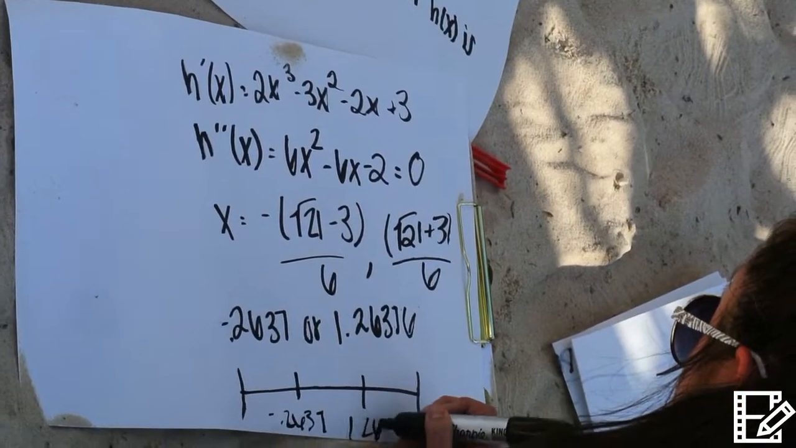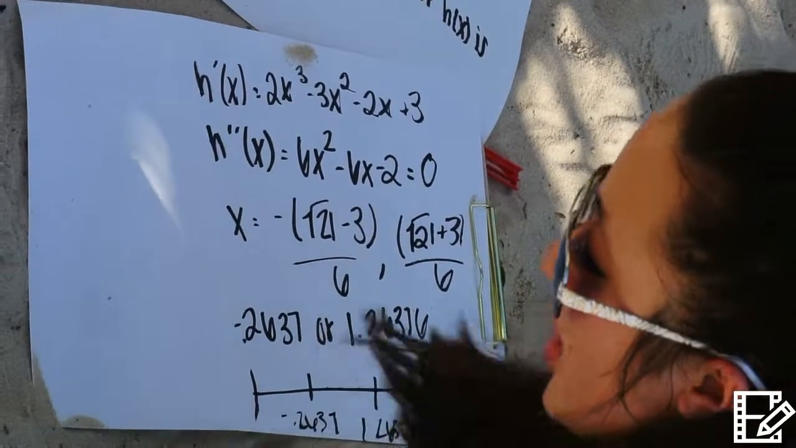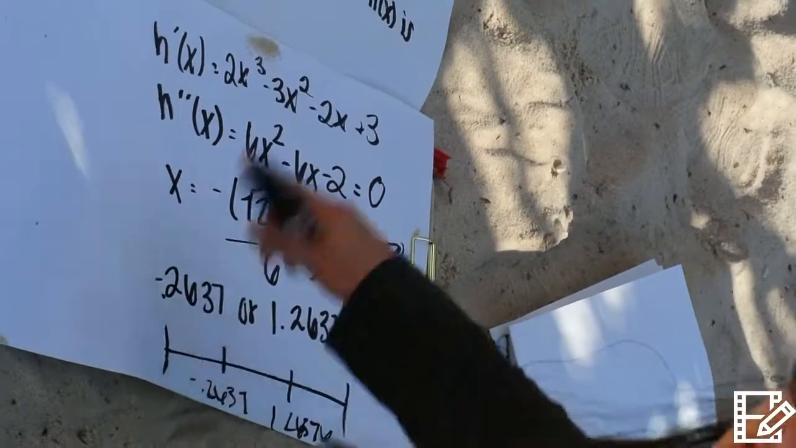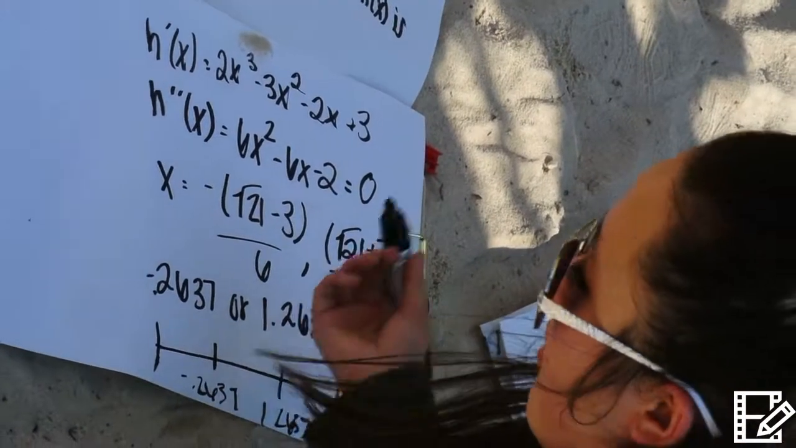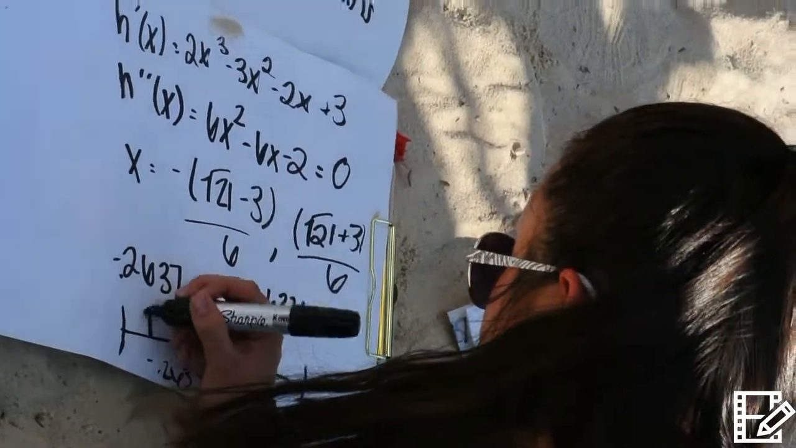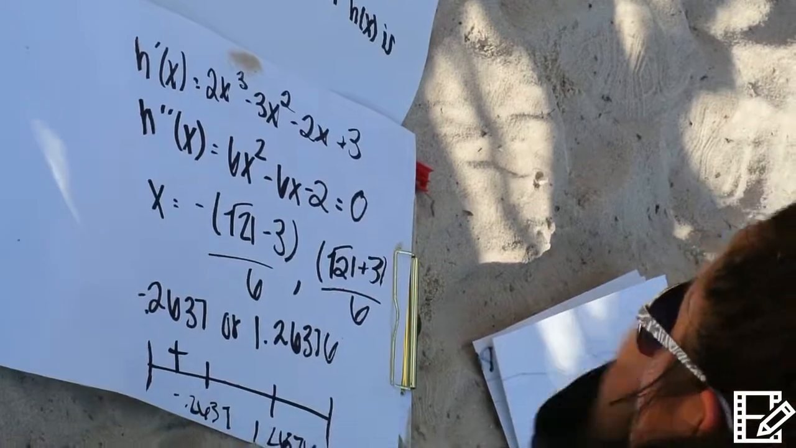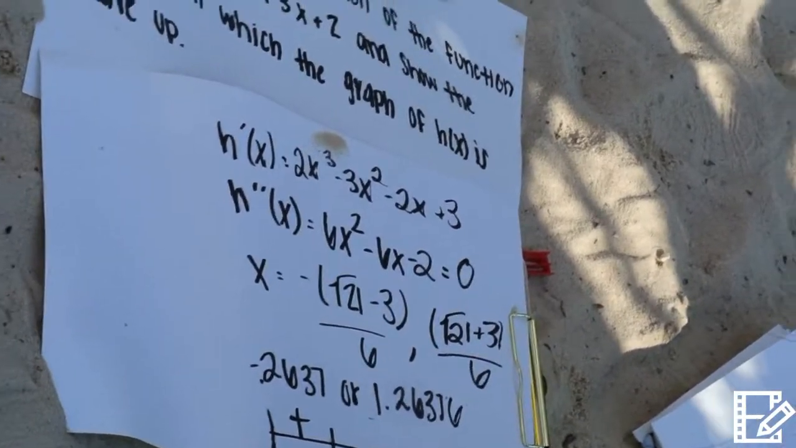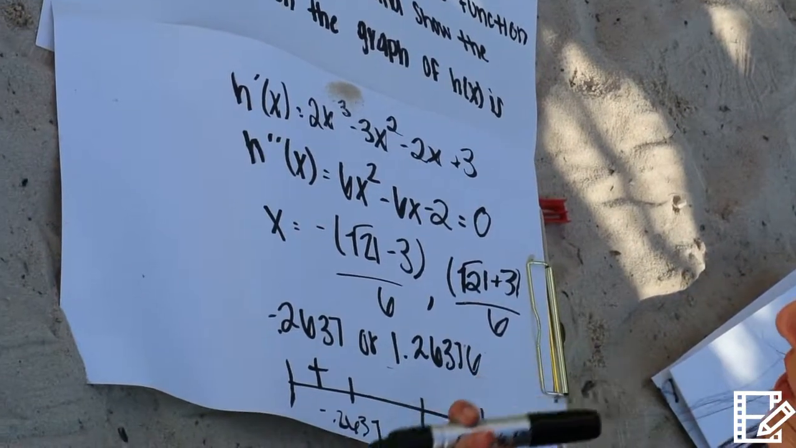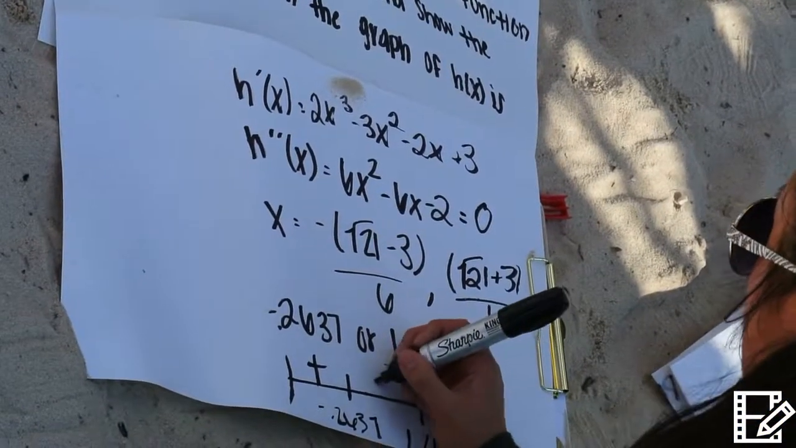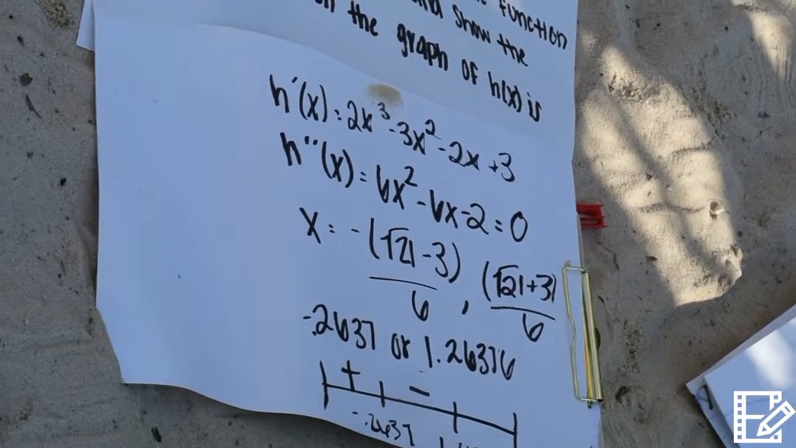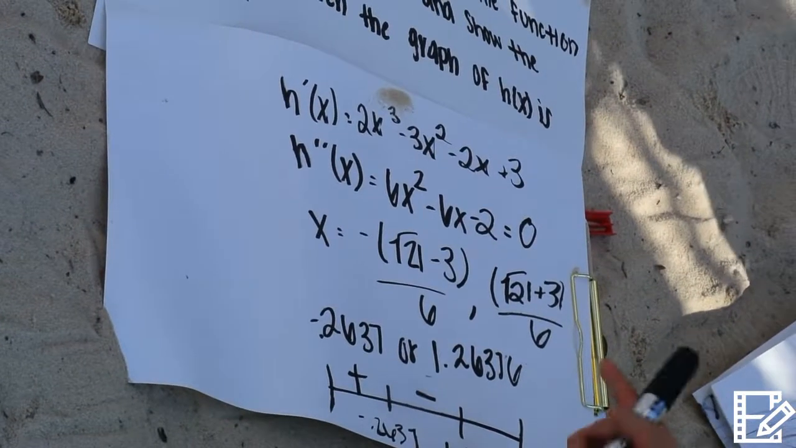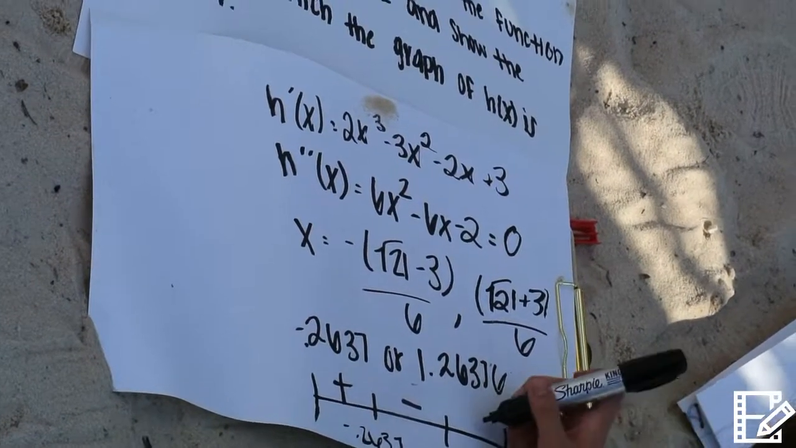So we're going to plug in a number smaller than negative 0.2637, like negative 100. And when we do that, we're going to get a positive number, meaning that it's concave up. And so we're going to plug in a number between negative 0.2637 and 1.26376, like 0. When we do that, we get a negative number, so it's concave down. And so then we're going to plug in a number that is bigger than 1.26376, like 100. We're going to get a positive number.